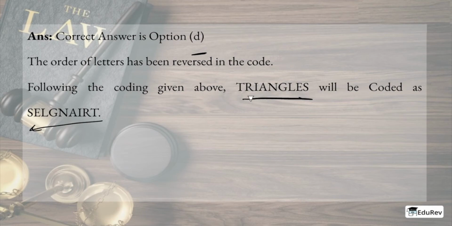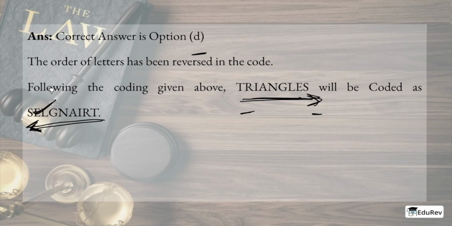Here we have written triangles from left to right, whereas in this one I have written triangles from right to left. Now, following the coding given above, triangles is coded as this. So this is the answer.